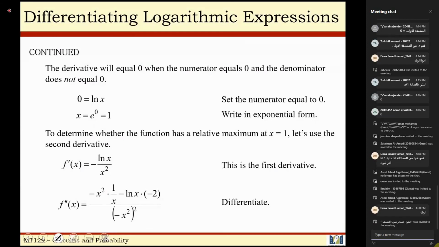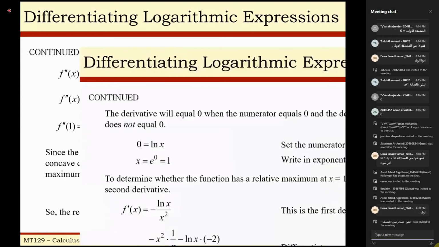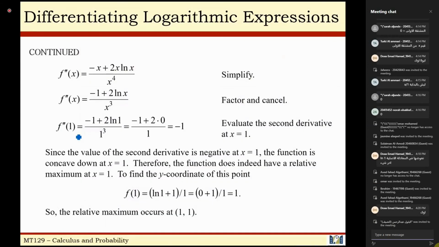We found the x, and check the critical point by the second derivative. This is equal to -1, so we have a maximum at what point? 1 and 1.